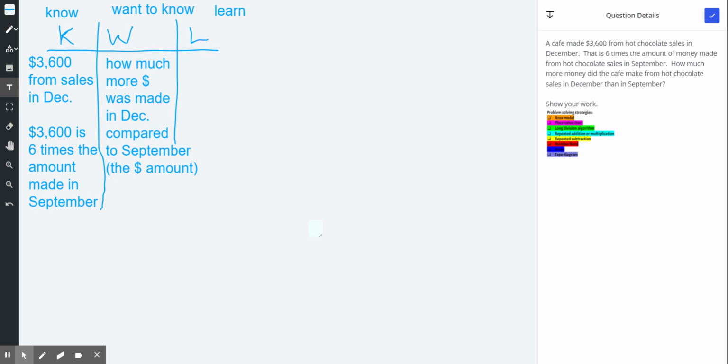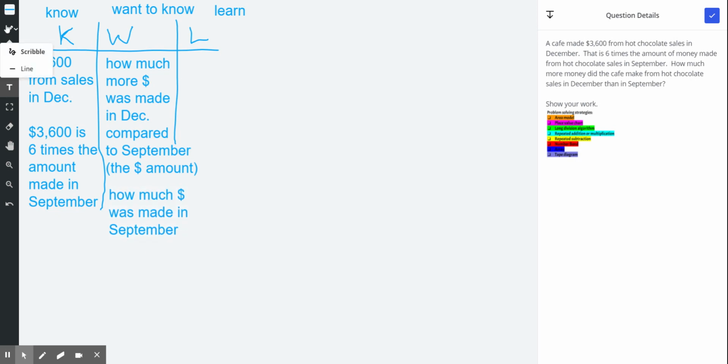All right. Definitely once we find our answer, we can put that in our learned column. That's what that last column is reserved for. And we just need to know how much more money was made in December than September. But of course, before we can know that, we have to know how much money was made in September. Then once we know that, we can figure out how much more money was made in December than September.